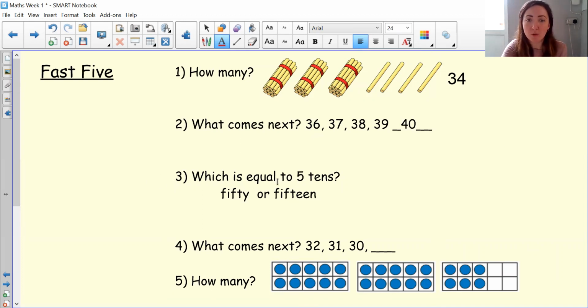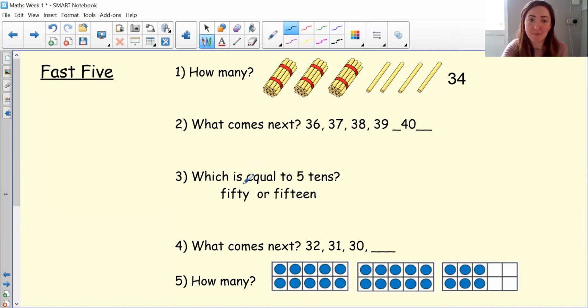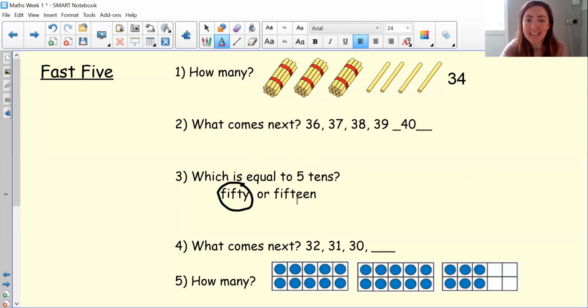Then number 3, which is equal to 5 tens, 50 or 15? Well, the answer is 50. Okay, because the teen numbers, that teen, remember, represents 10. All the teen numbers are 1 ten and then some ones. So this number is 15, 1 ten and 5 ones. Okay. 5 tens and 0 ones, 50.